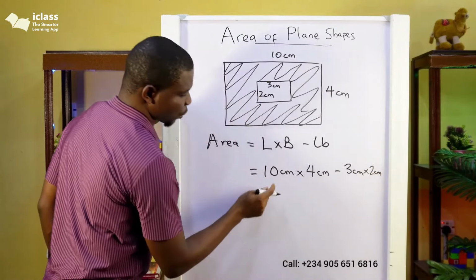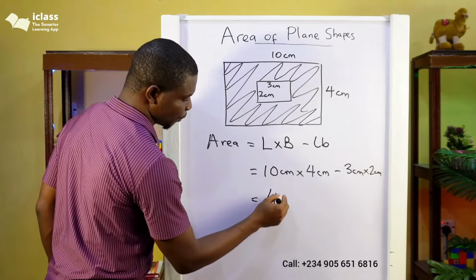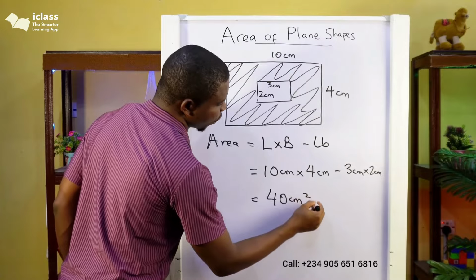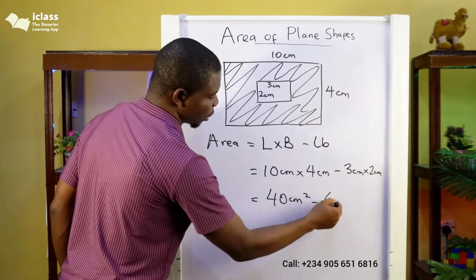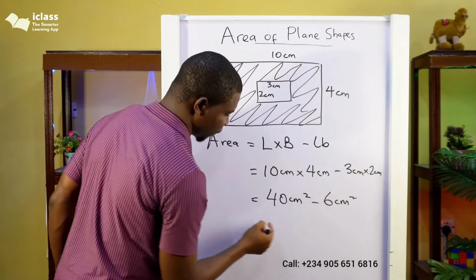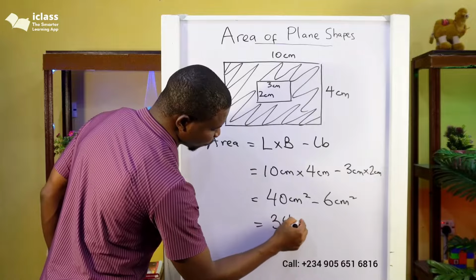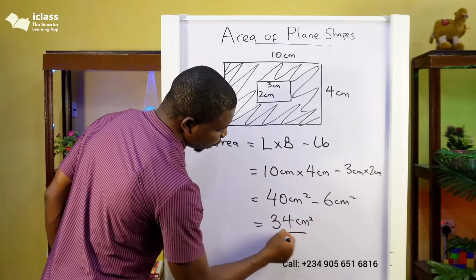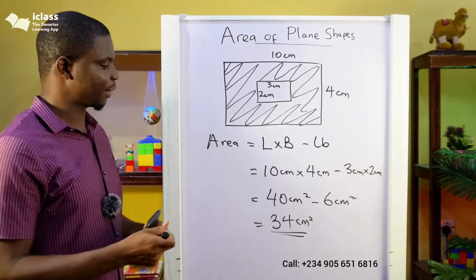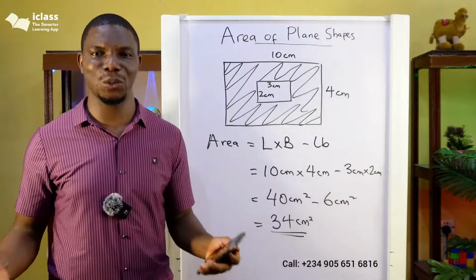So this is going to give us 10 times 4 is 40. We have 40 centimeters squared, minus 3 times 2, which is 6 centimeters squared. 40 minus 6 is 34. So we have the area of the shaded part as 34 centimeters squared.